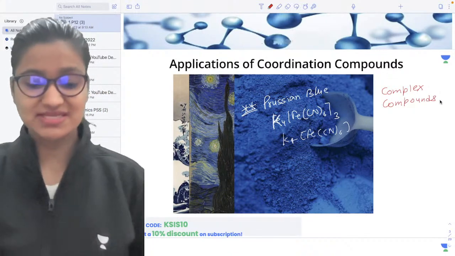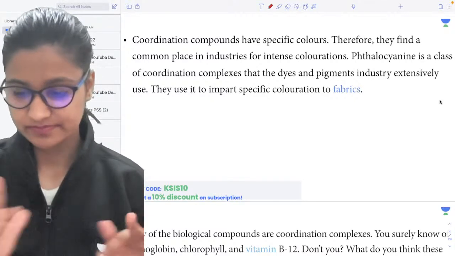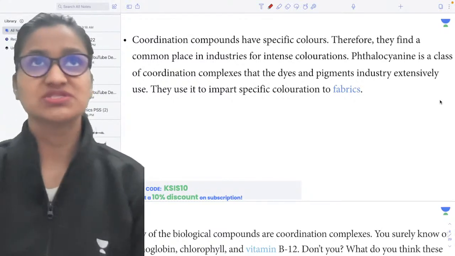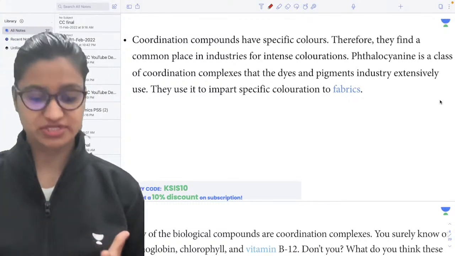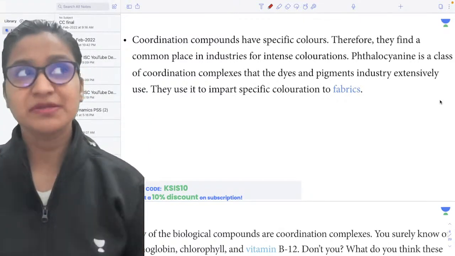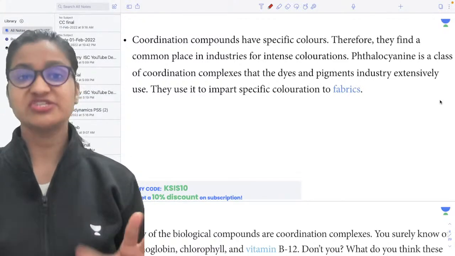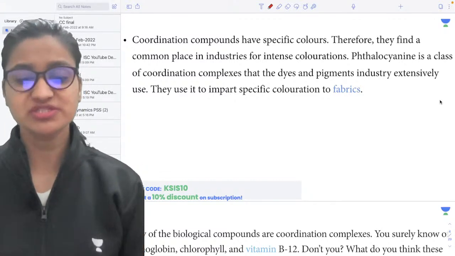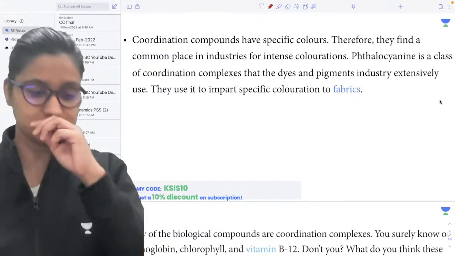Let's look at some more applications. Coordination compounds are extensively used wherever pigmentation is required, wherever it should be colored. Wherever pigmentation, the dye industry, the coloration industries, they use coordination compounds extensively, okay? Because coordination compounds are generally colored.